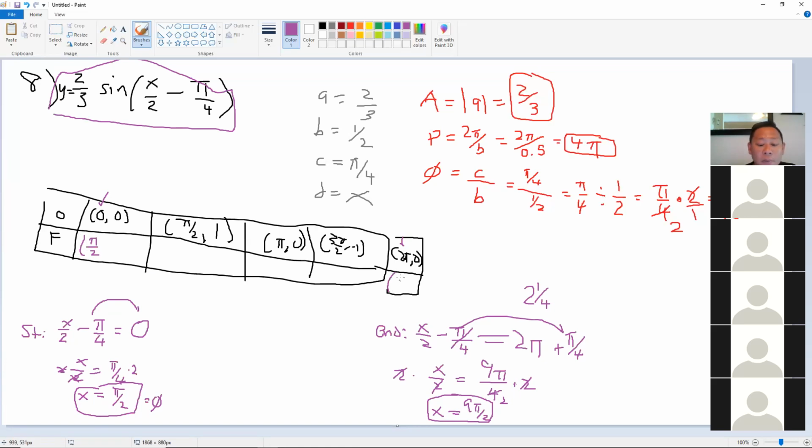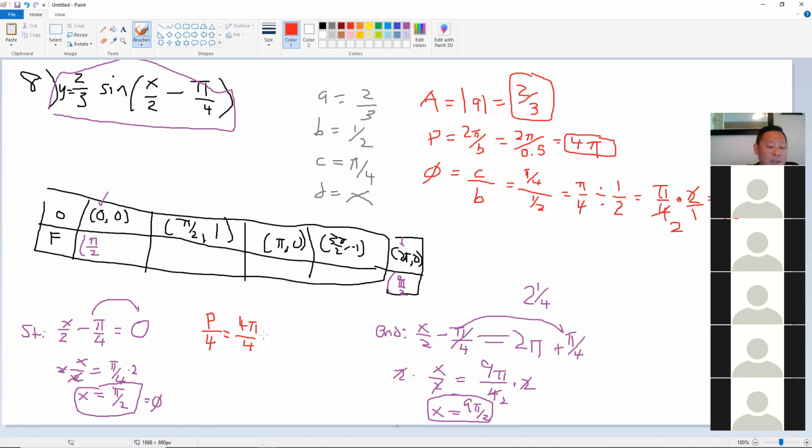And your end point will be at 9 pi over 2. And now we need to figure out what we need to add. So we take your period divided by 4. Does anyone know what the period is for this case? 4 pi. We just did it early on. So it will be 4 pi over 4.